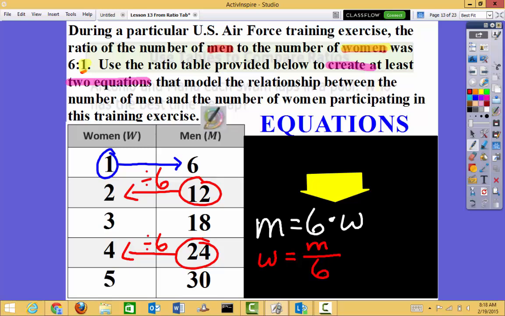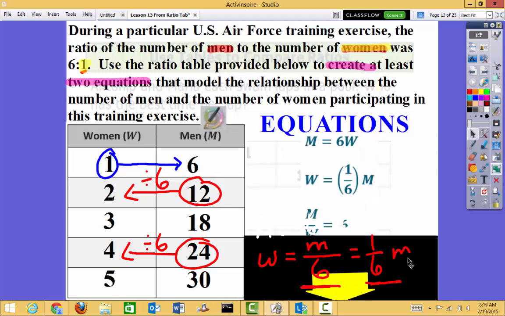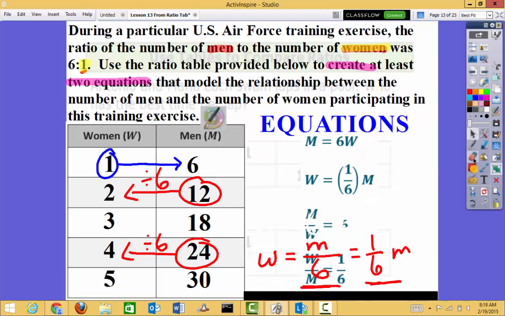Now let's check just to make sure. My men, I'm going to pull this 12. So 12 divided by 6 should give me 2. And yes, it does. It's the same thing if I wanted to write it as a fraction. I could say women equals 1/6 times m. These two equations are equivalent. So that's just for 2. We have 2.